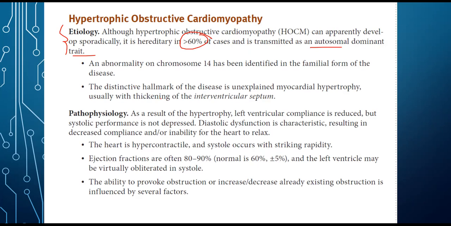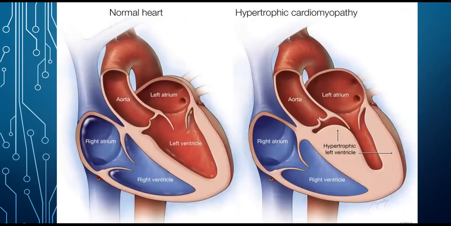The hallmark of this condition is that the myocardium will get hypertrophied, as well as the interventricular septum. So if you look at here, this is the normal heart. Look at the interventricular septum. It's good, right? But if you look at here, you can see the whole myocardium has got hypertrophied, but the septum has got more hypertrophy.